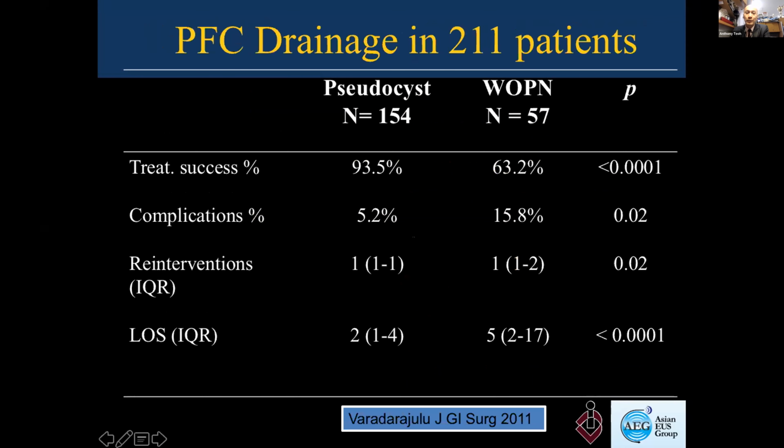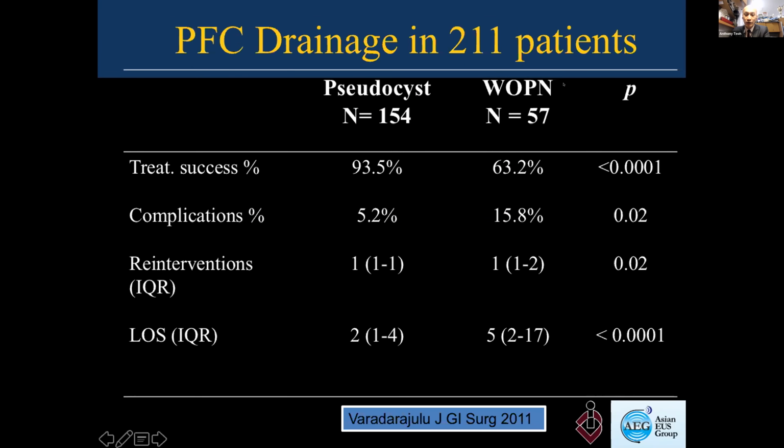Also, a very important distinction between pseudocysts and wall-off necrosis. Pseudocysts are mostly fluid, around 99% of the collection is fluid. With wall-off necrosis, there is some solid component inside the collection, and it means that the solid component may need further treatment and may not resolve only by EUS guided drainage.